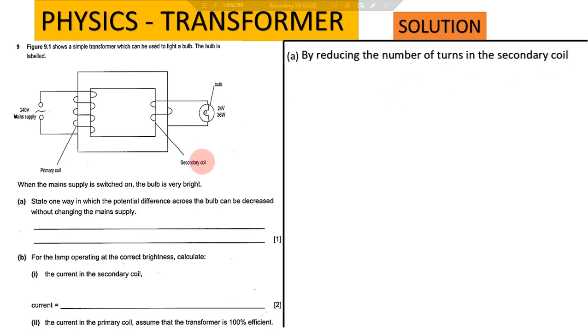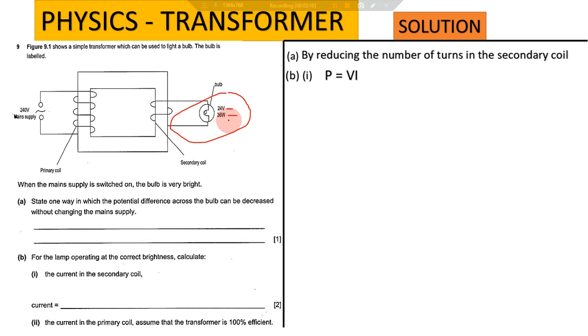Let's go to question B1. For the lamp operating at the correct brightness, calculate the current in the secondary coil. For us to calculate the current in the secondary coil, looking at the information given, look at the secondary coil. We've been given one, voltage, two, we've been given power. So we are just going to go direct and use the formula for power to calculate the current here in the secondary coil. So power is equal to what? Voltage times current. Power we've been given.